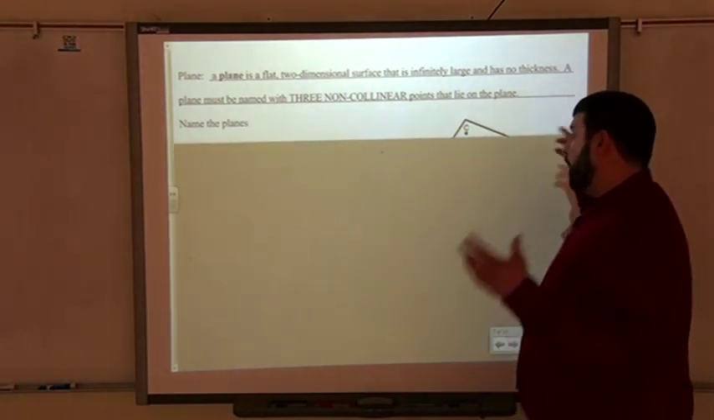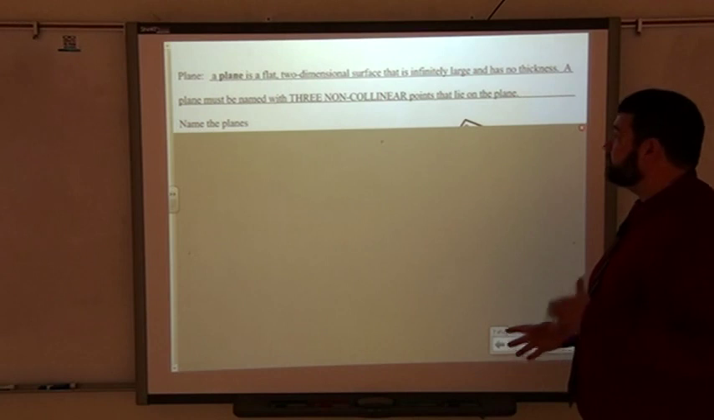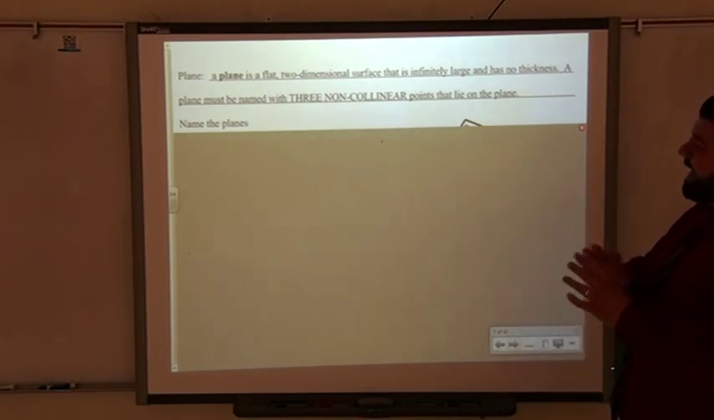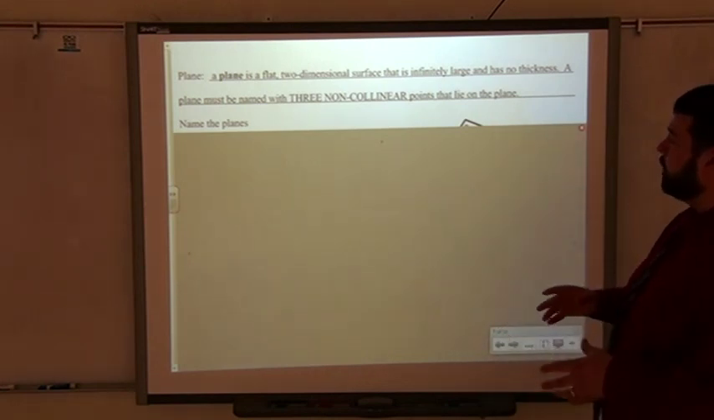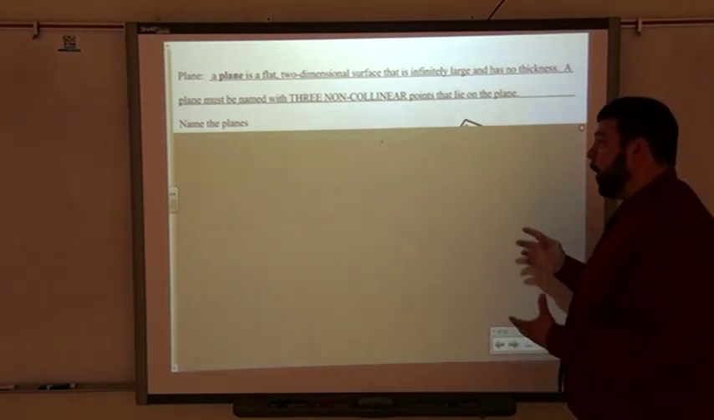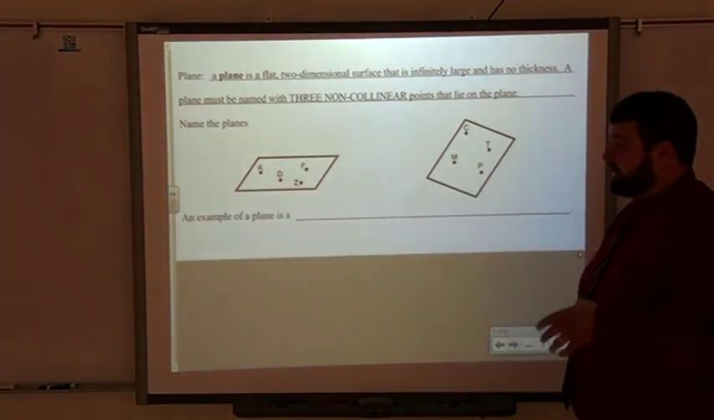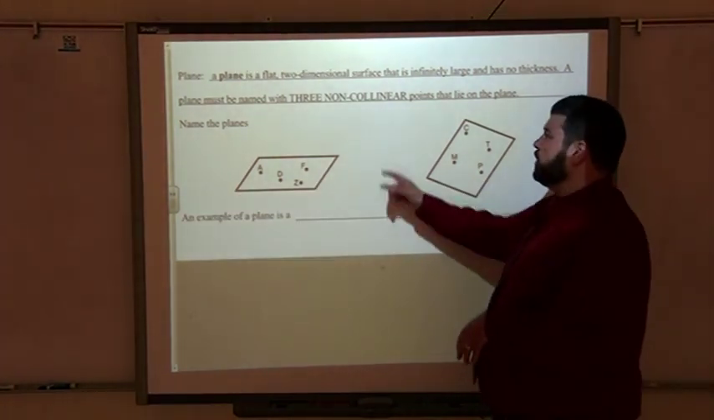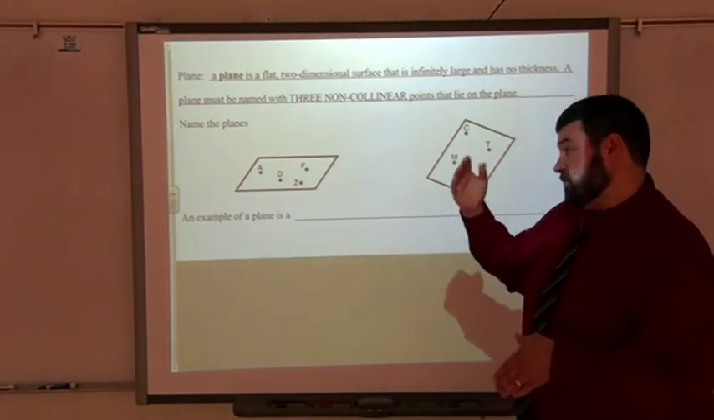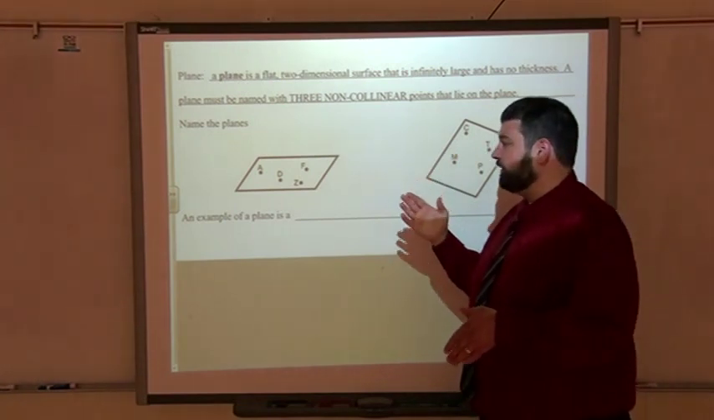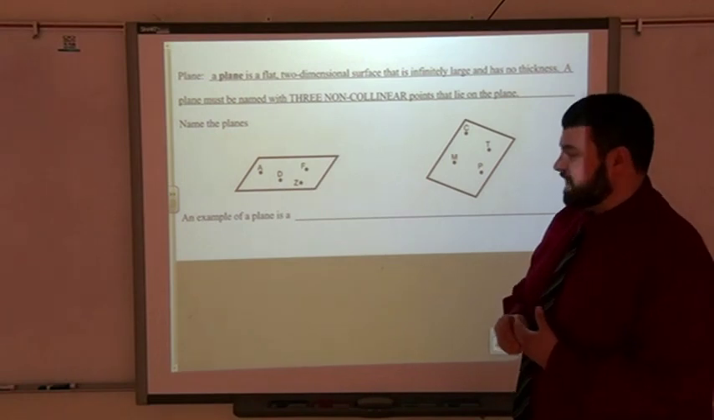Planes. Not airplanes, but a plane in geometry. A plane is a flat two-dimensional surface that is infinitely large and has no thickness. A plane must be named with three non-collinear points that lie on the plane. And this one wants us to name these planes. So I need three non-collinear points. Non-collinear means they cannot all be in a straight perfect line, because if you name them all in a straight line, you could just be naming a line. So that's why they have to be not on the same line.